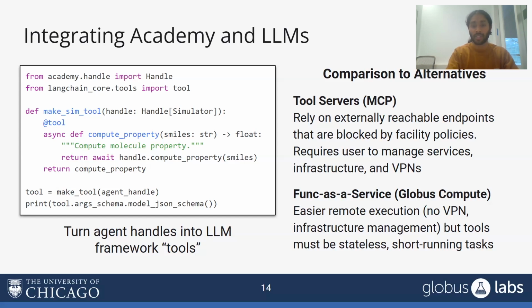The other alternative that we've investigated and used in the past is the function as a service model, such as Globus Compute. This is built for federated execution, so it's built to execute tasks on research infrastructure, but in contrast to Academy, these tasks must be stateless and short running because they are just functions. So Academy gives you the ability to deploy long running functions with state to federated resources, which we find important when building agentic workflows.